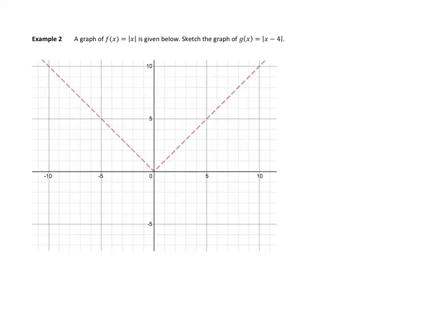In example 2, we're going to start with a graph of f of x is equal to the absolute value of x. And the transformation we want to figure out is g of x is equal to the absolute value of x minus 4. How is this different than this? Well, for starters, I see this minus 4 here. And last time we saw, okay, that meant go down 4 places. But that doesn't happen this time. This is very different. This minus 4 is directly next to the x. In fact, it's inside the function.